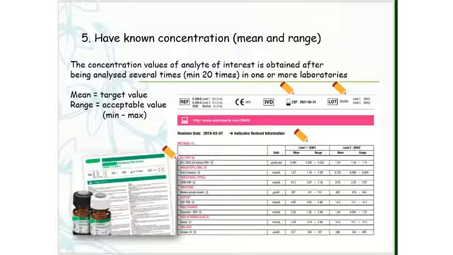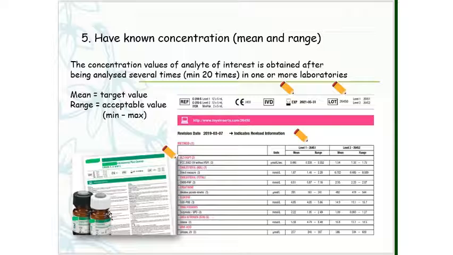Number 5, have known concentration, mean, and range. The concentration value of the analyte of interest is obtained after being analyzed several times, a minimum of 20 times, in one or more laboratories. So the mean will become the target value of the QC material, and the range will become the acceptable value, meaning that it will become the minimum and maximum value that can be accepted.